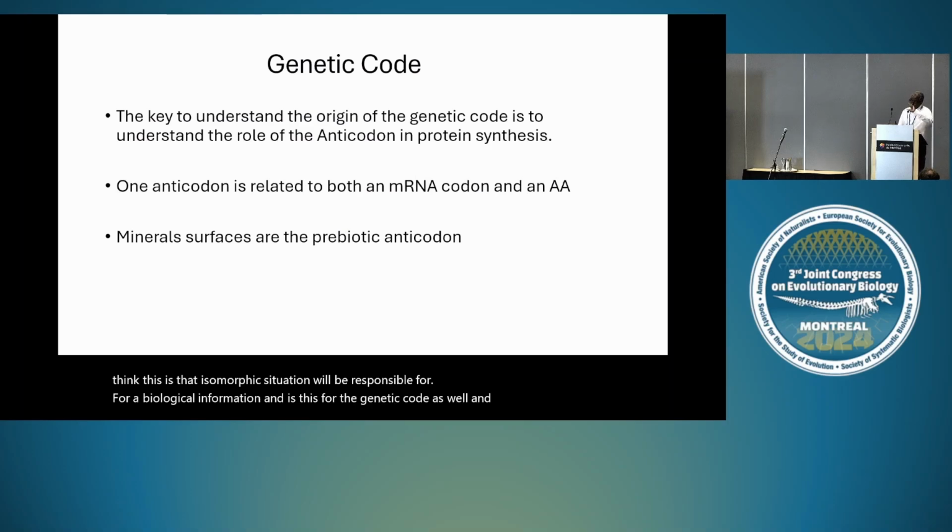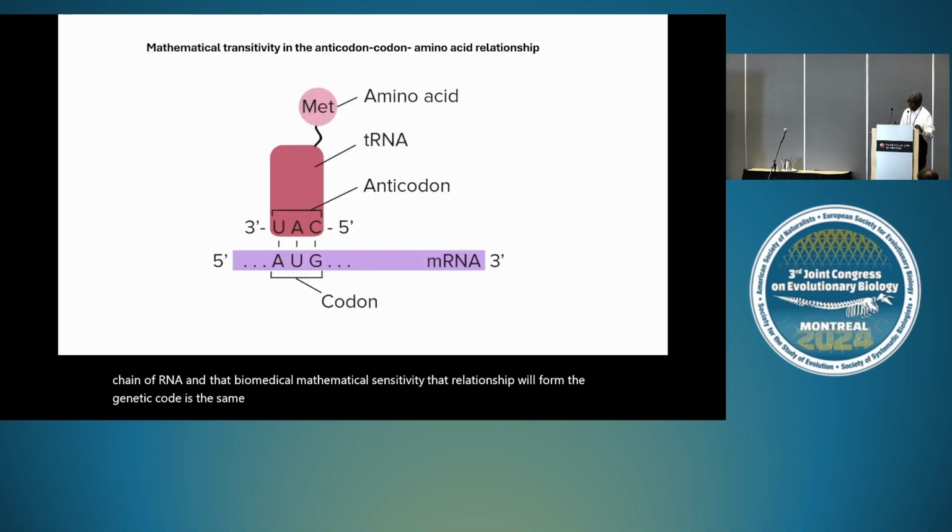And we think also that if a certain segment of the mineral can add an amino acid to a chain, it could also add a certain codon to a chain of RNA. And by mathematical transitivity, that relationship will form the genetic code. It's the same thing that we see in the synthesis of protein in the ribosome, where the anticodon is related to a codon, and also related to amino acids. So the mineral surface was the prebiotic anticodon. It can be related to both an amino acid and a codon, and by this mathematical transitivity, establish the genetic code.